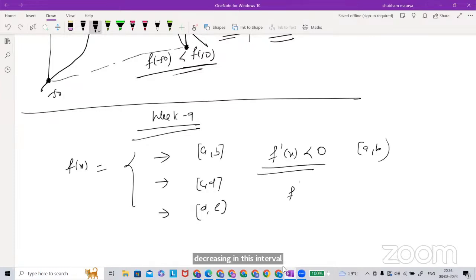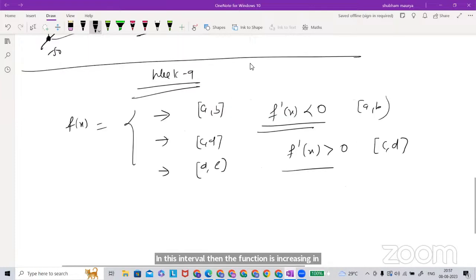But it's the opposite way for f prime x greater than 0. Sorry, you can move forward. Okay, so if f prime x is greater than 0 in this interval, then the function is increasing in this interval.